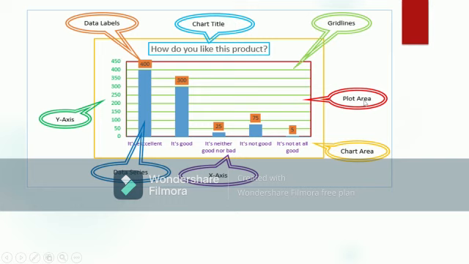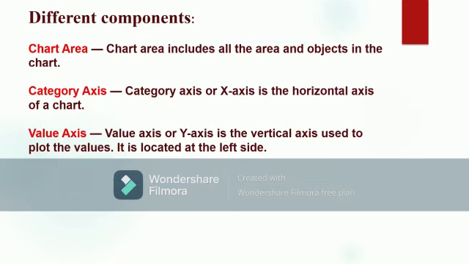Then grid lines, plot area, chart area. Of course, we learned legend also. Okay, data series means these boxes. Here I gave the data, here I gave the notes of that particular components. Okay, just once again listen to it carefully. Different components. Chart area: yes, chart area includes all the area and objects in the chart. Whatever components we have, the total area of those components is covered as the chart area.